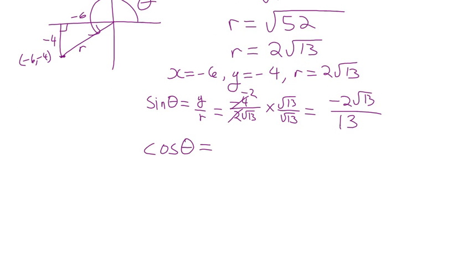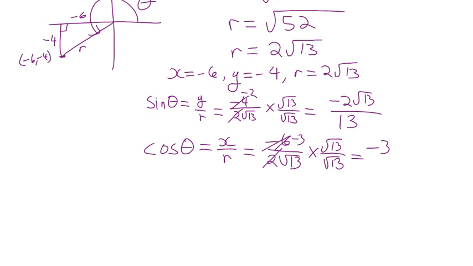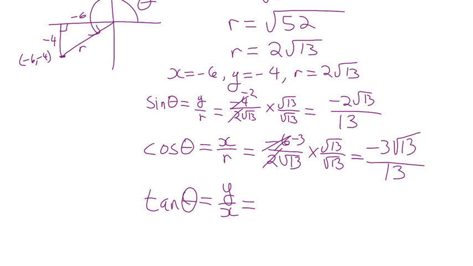What's cos theta? X over r. Good. See, you're starting to understand this. Which is? Over 2 root 13. All right, let's do a little bit of simplifying. So we get negative 3 over root 13. Negative 3 root 13 over 13. What's tan theta? Y over x. Okay, which is? There we go. Okay. Any questions, queries, comments, problems?